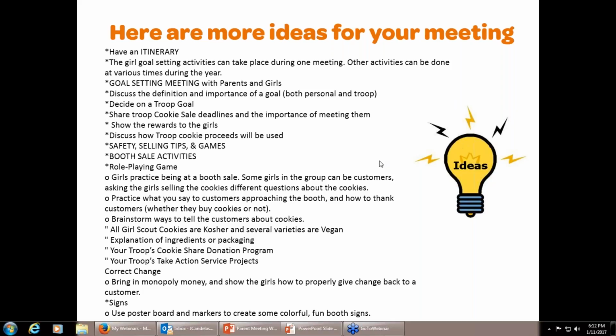Other ideas for your meeting would be making posters and setting a troop goal. Show the girls the rewards that we offer. That usually helps them to pick a goal right there by just looking at the recognition. A lot of them will actually choose a certain recognition. They want that particular item, so they'll want to sell that many cookies.